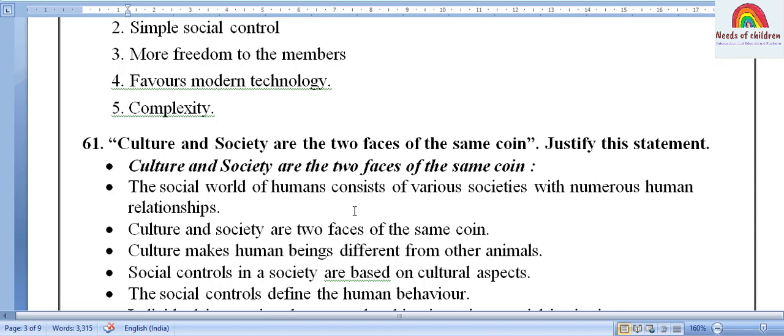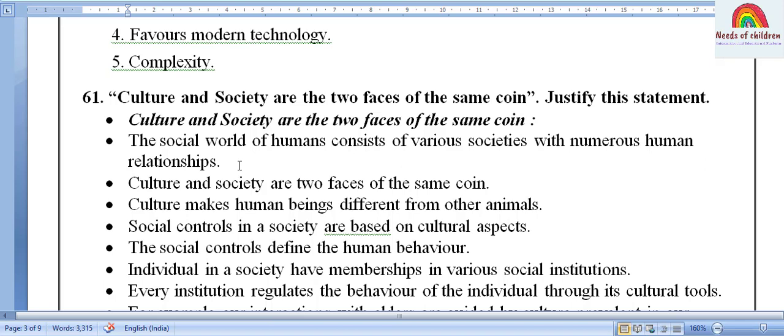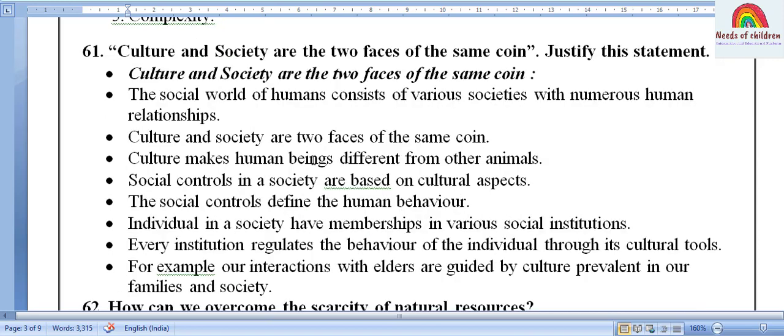Culture and society are the two faces of the same coin. Justify this statement. So this is the question from the 8th standard sociology, the lesson called culture. Answer for this question. Culture and society are the two faces of the same coin. The social world of humans consists of various societies with numerous human relationships.